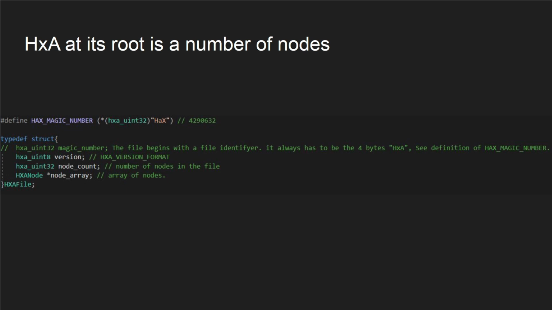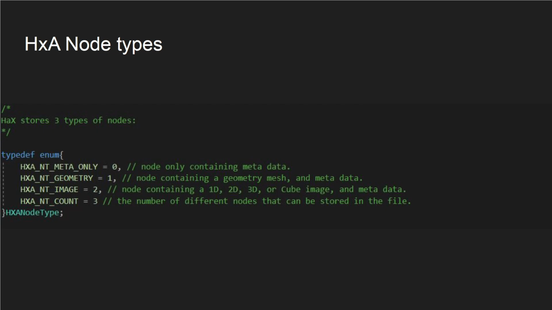HxA stores its information in a number of nodes. So a HxA file starts with a version number of the format, and then a 32-bit integer count for all the nodes that you're going to store. And then after that comes all the nodes. So we're going to take a look at these nodes. There are three types of nodes. There are nodes with only metadata. There are nodes storing geometry, and there are nodes storing image data.